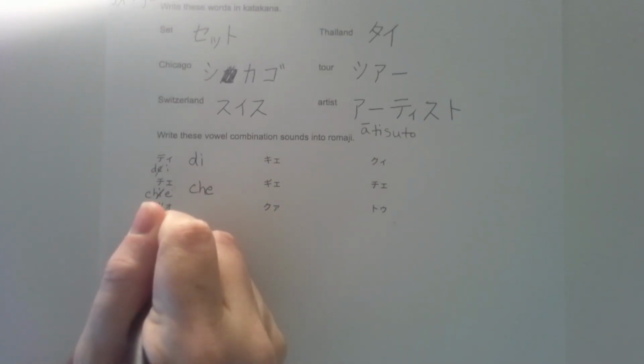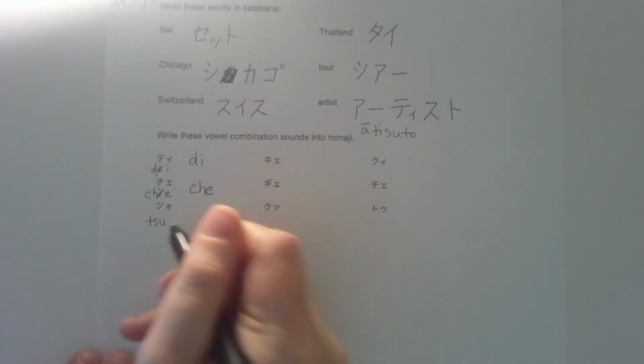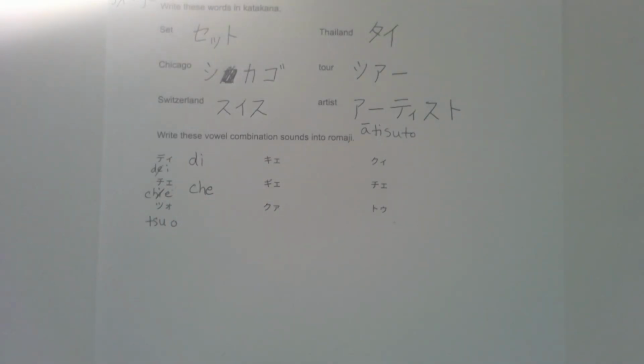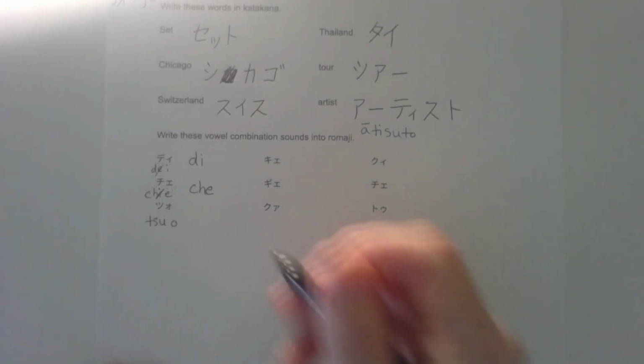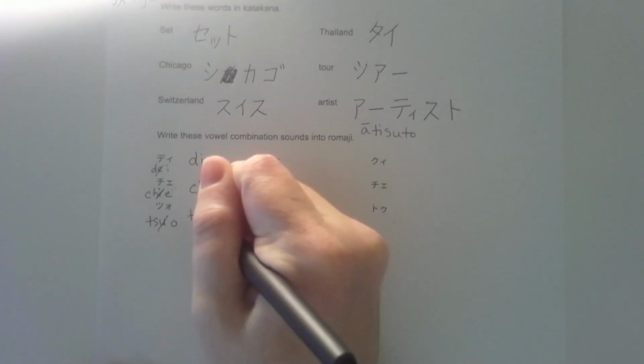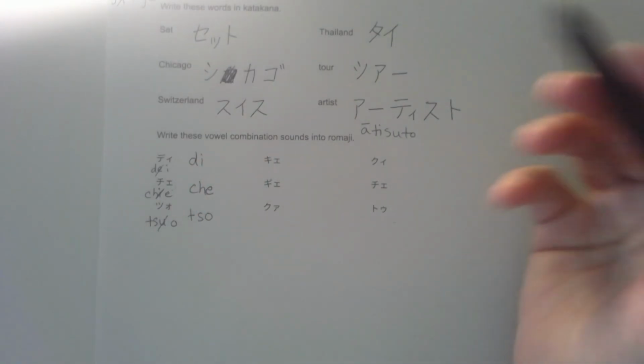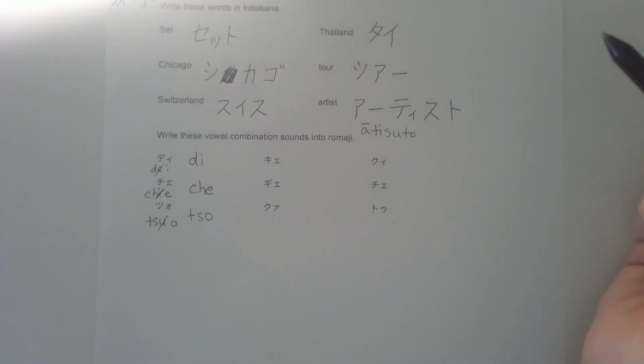Here we have tsu and a small o. We're going to get rid of the u, and it's tso. I don't think you see this one very much, but it is possible.